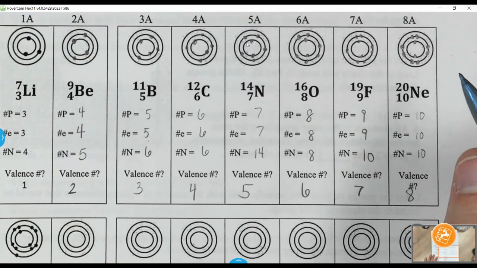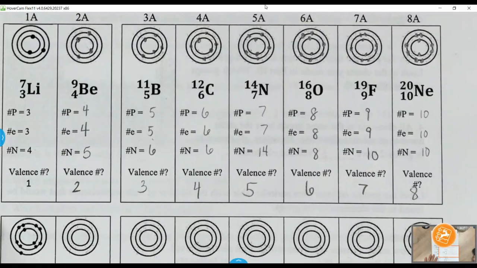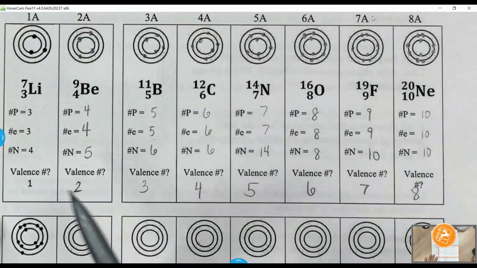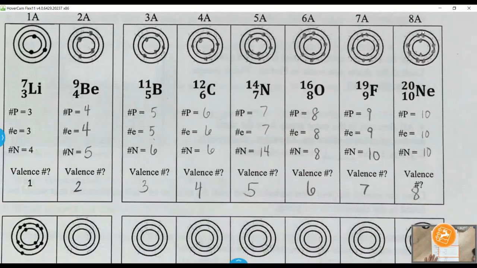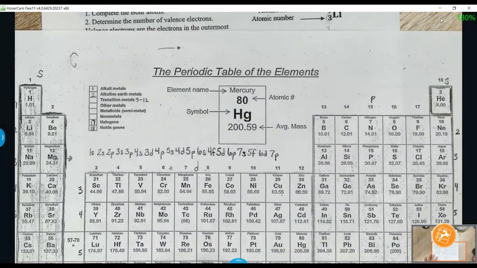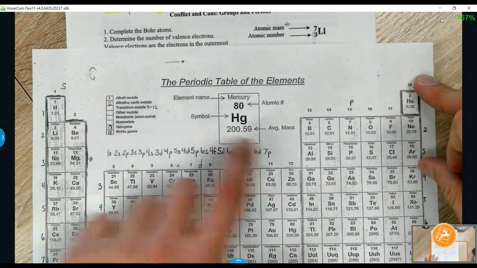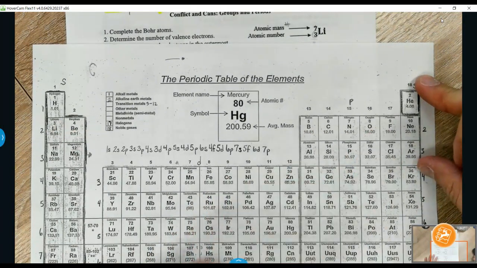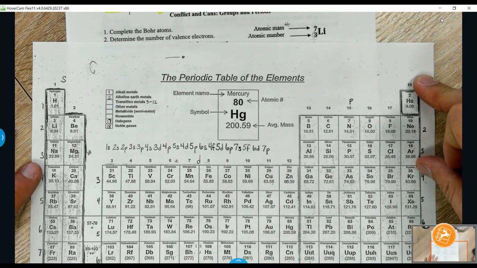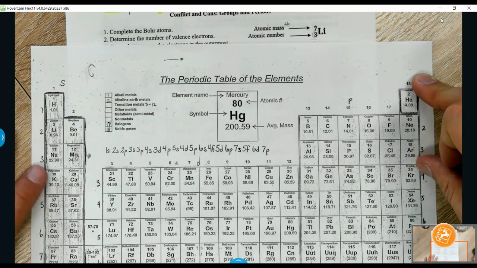So what patterns did we see here? What is the pattern then? Okay, so it increases as we go which way? To the right. So as we go to the right across the periodic table, we are gaining an extra valence electron. Okay, awesome.